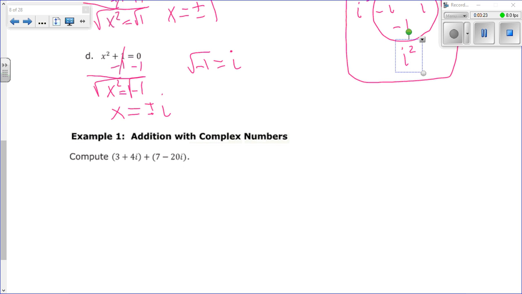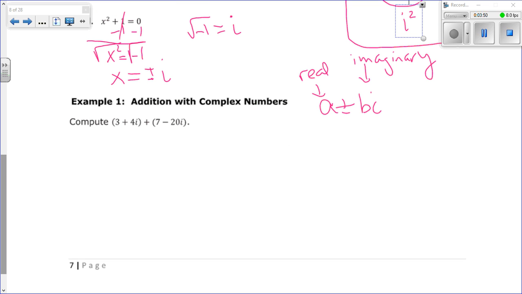So i is an imaginary number, and when you put a real part with it, you have a plus or minus bi. A is the real part of the number, and the bi is the imaginary part. So when we combine like terms, we combine real parts and we combine imaginary parts.